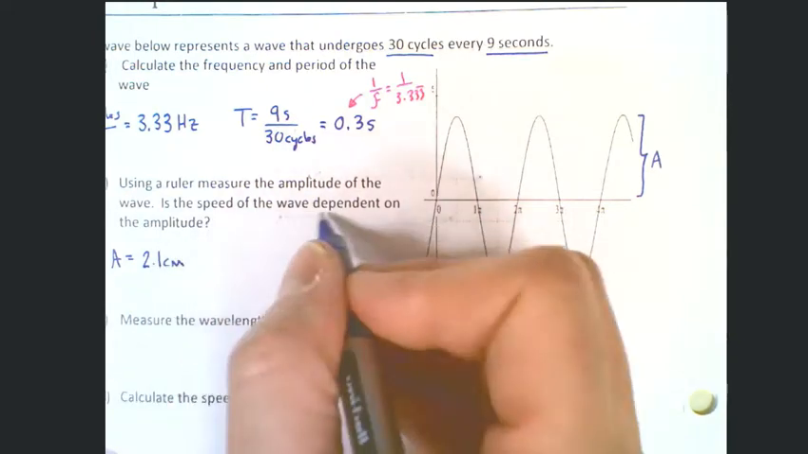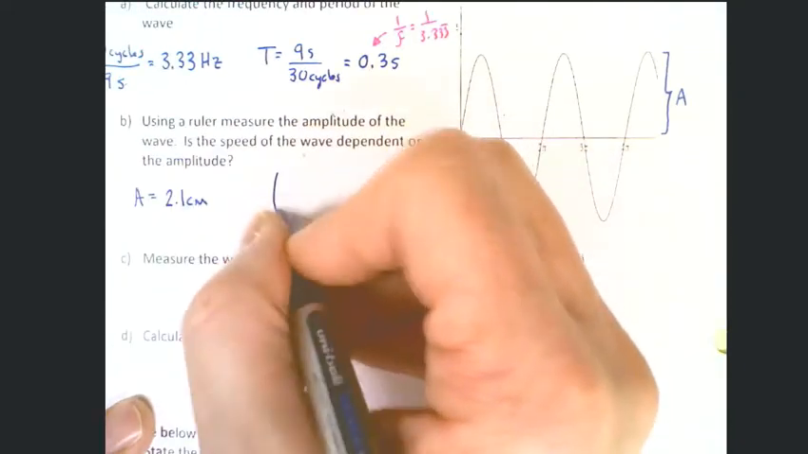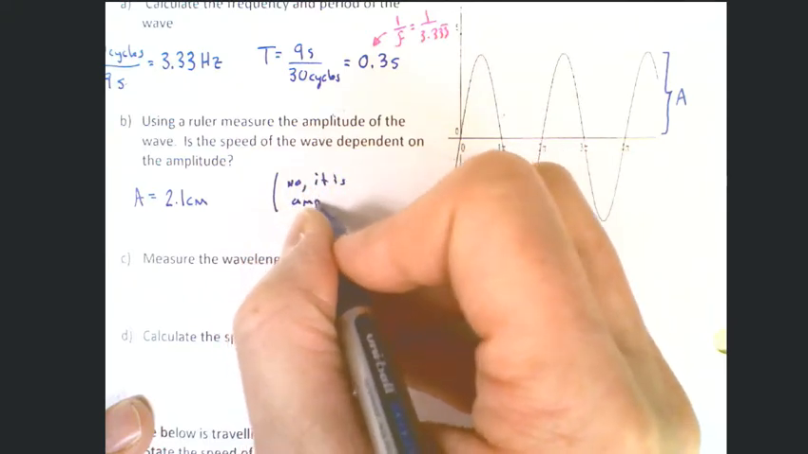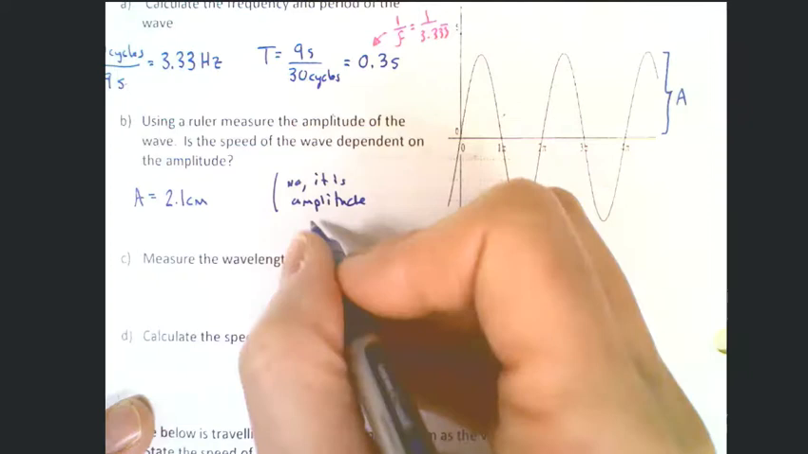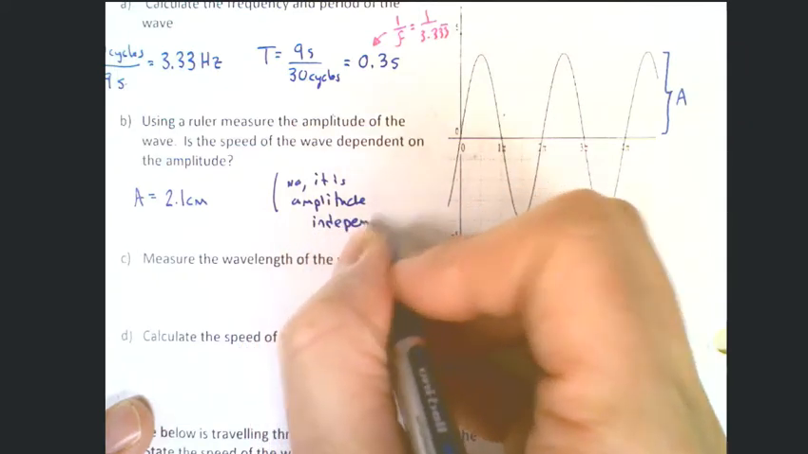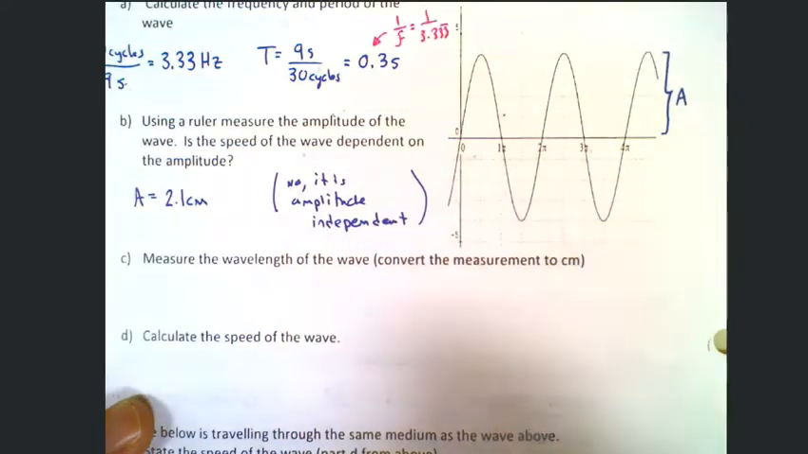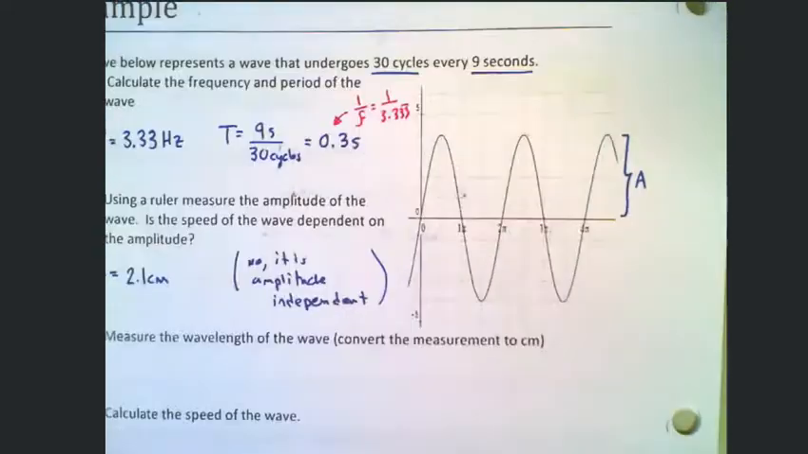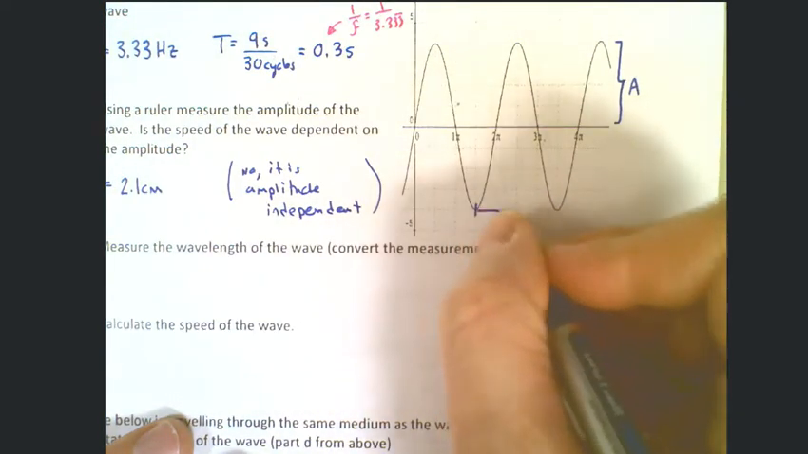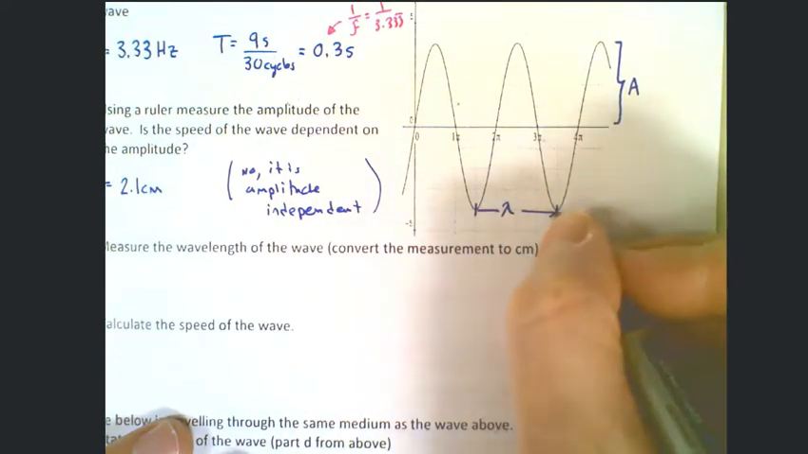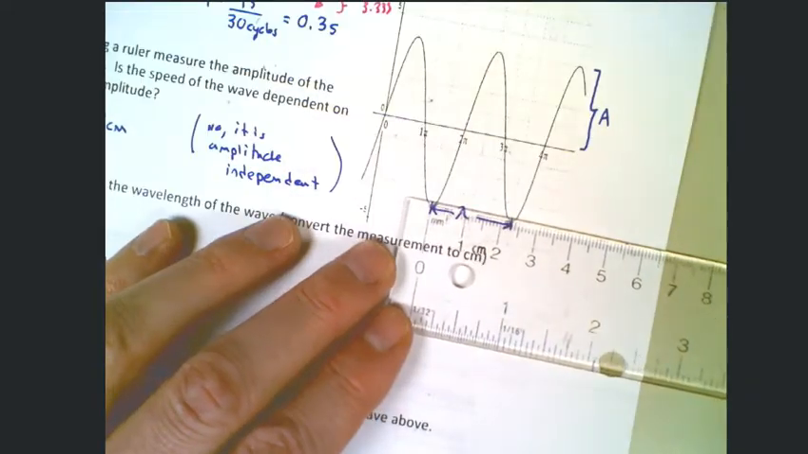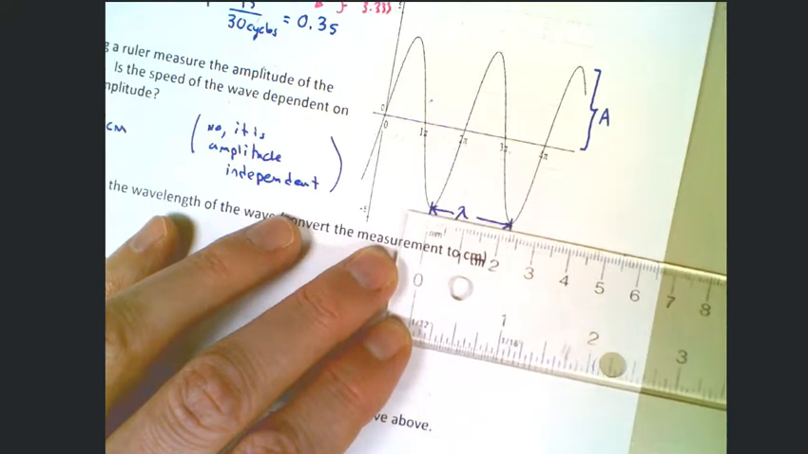Is the speed of the wave dependent on the amplitude? The answer is no. It is amplitude independent. It's only the material medium that it's traveling through that matters. Measure the wavelength. Alright, I'll do it from trough to trough just to change it up. So this is my wavelength here. Okay, so I'm going to use my ruler, and I will measure it to be, let's see, 2.3.